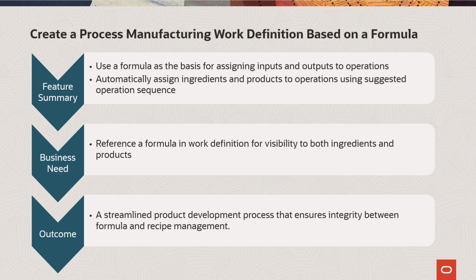You can specify the suggested operation sequence to automatically assign the formula ingredients and products to work definition operations. Visibility to both ingredients and products is needed to provide a cohesive picture of how changes in ingredients affect the products and vice versa. Having both ingredients and products in a formula helps streamline the product development process and ensures integrity between formula and recipe management.